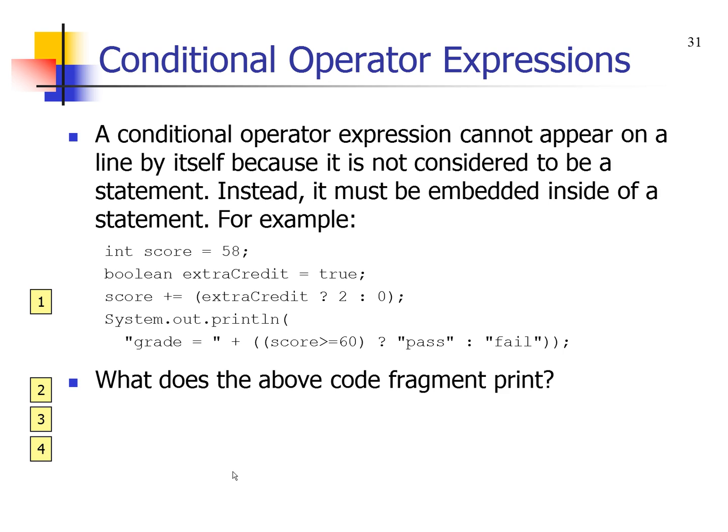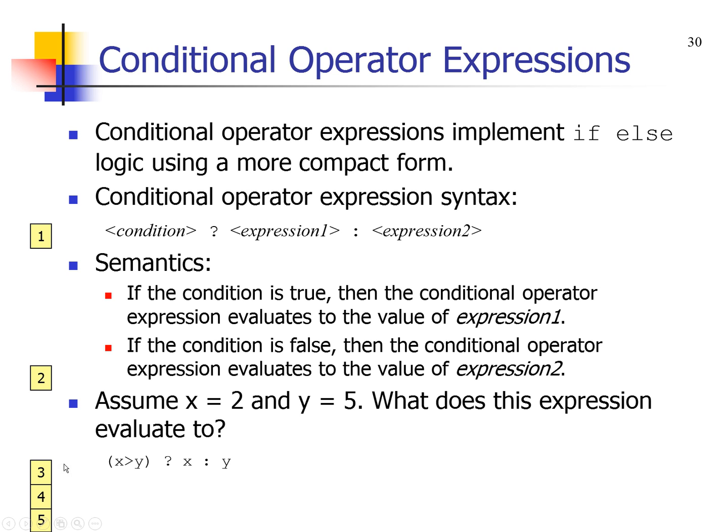All right. So it says the operator expression could not appear on the line by itself because it is not considered to be a statement. Again, it's really nothing. If you look at this statement right here, we're basically saying if this is true, then this or this. It's just like saying 5. You can't just say 5.